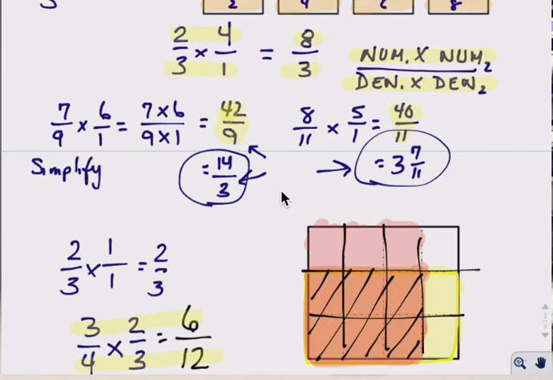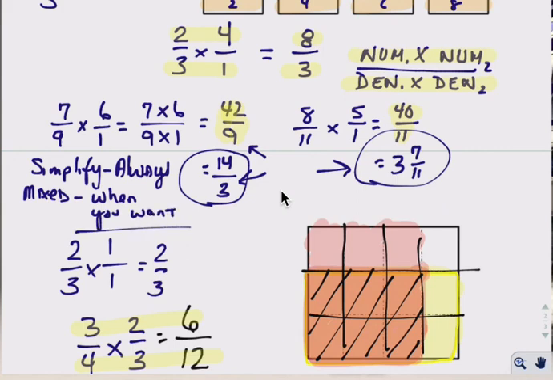Simplify always. Mixed numbers, for now, when you want. We're going to see when using an improper fraction is better than a mixed number anyways.